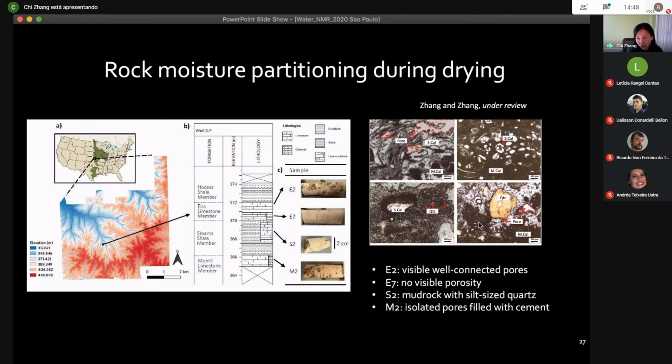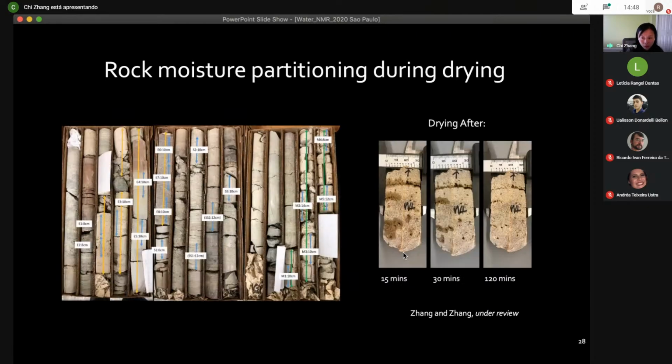So from the thin section, at least from that particular sample, we can see the connectivity of the pores in the M2 sample is really poor. Then we designed the experiment: we fully saturated those samples, and then we put them into a climate chamber to control the drying process.